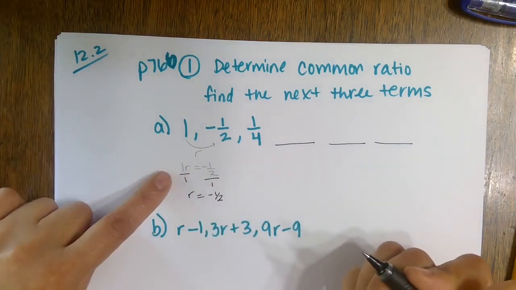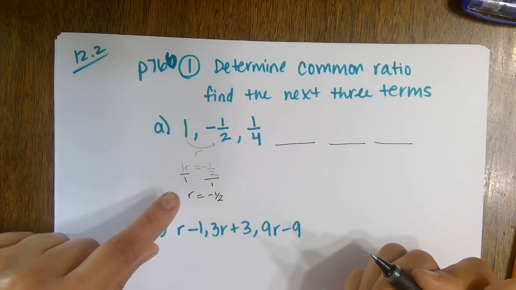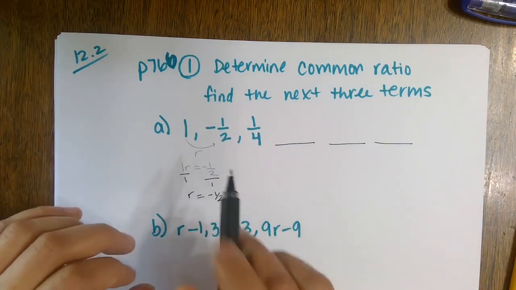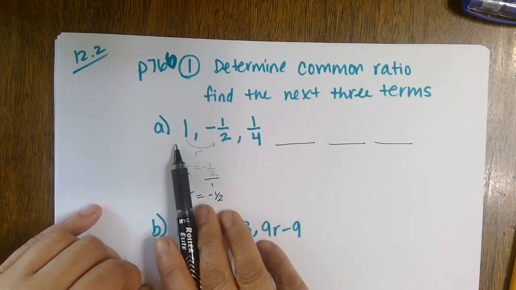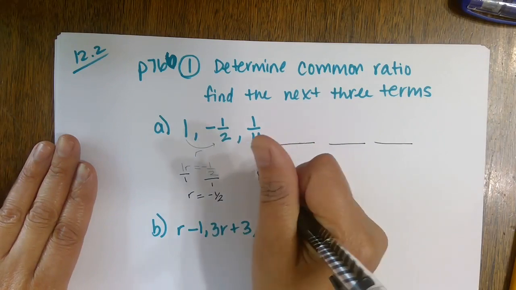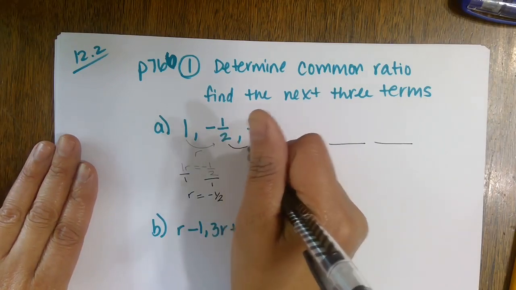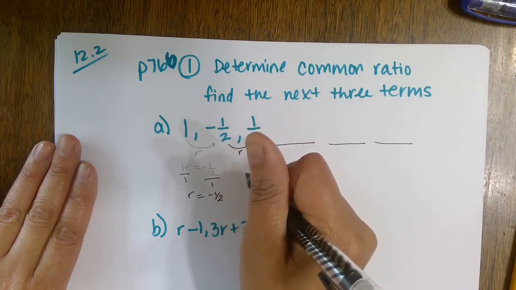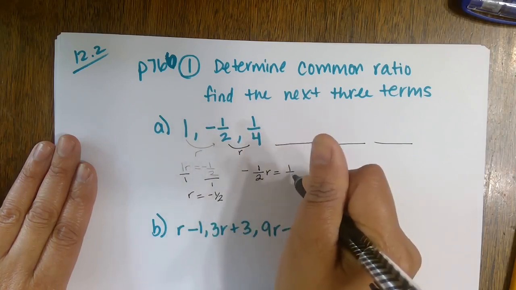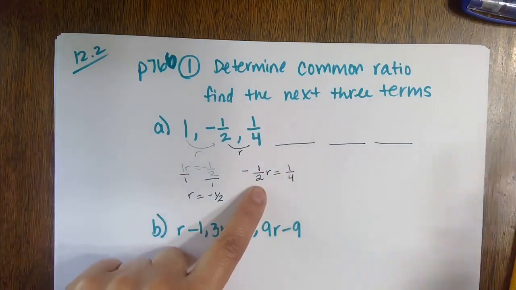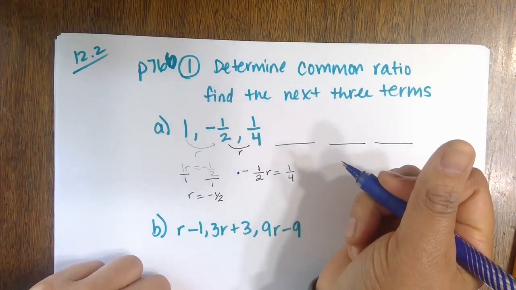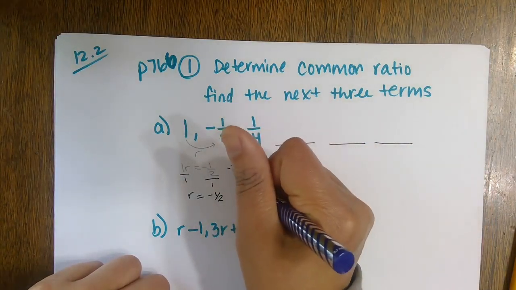What that means is that you can always take 2 terms next to each other, and you can divide the second term by the first term to find your common ratio. It would have worked here as well. If I had done it this way, -1/2 times r equals 1/4. Well, if I'm solving for r, I'm going to multiply by -2/1.